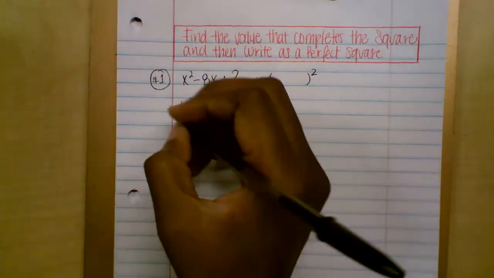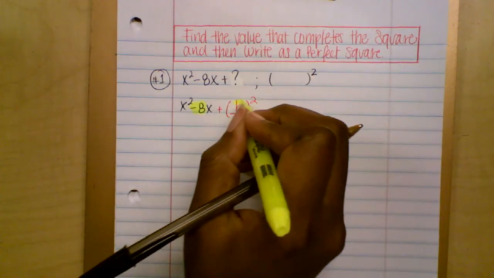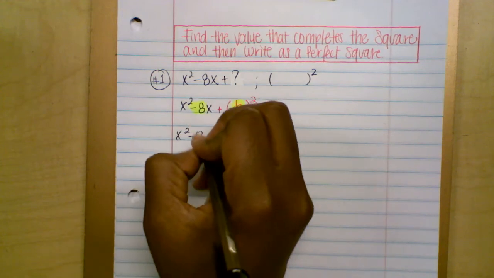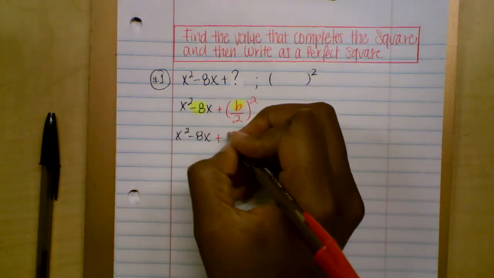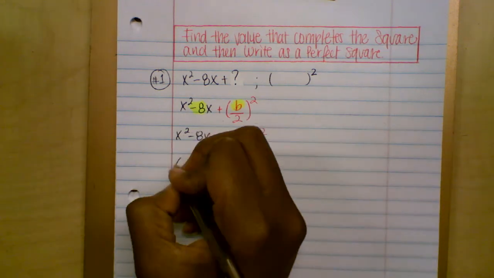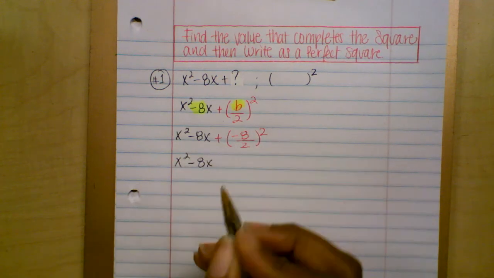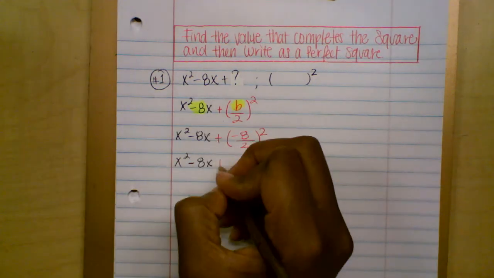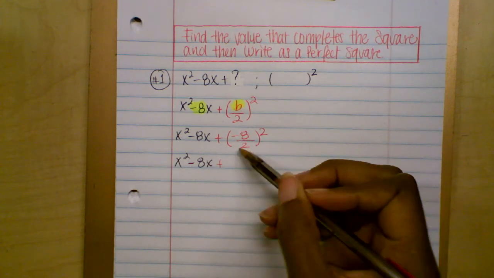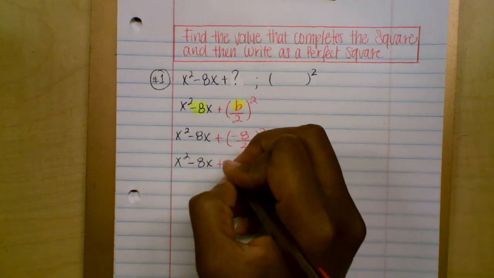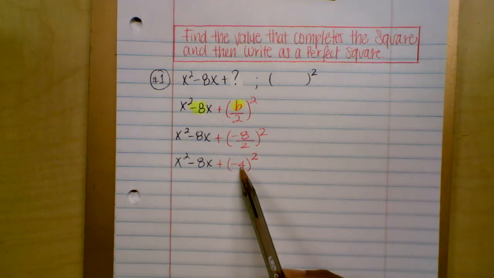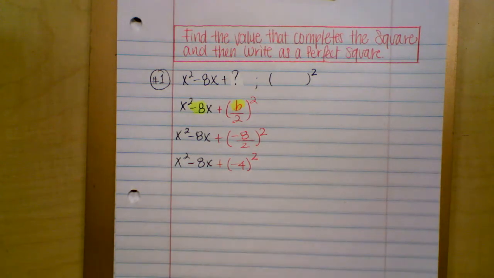Okay, so let's continue. I'm going to plug in b, which is -8, right here. Okay, -8, 2 goes into 8 how many times? 4 times, and a negative divided by a positive is going to be a negative. So now remember, you're supposed to square -4. What is -4 squared?